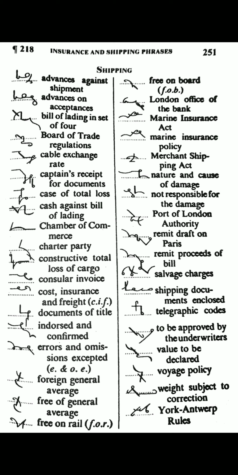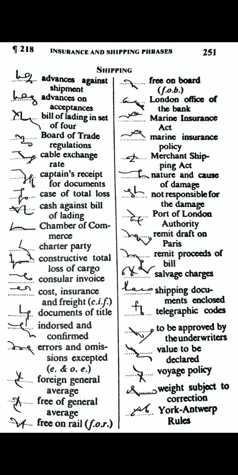Bill of lading in set of 4. Intersecting B is used here with upward L on the line, D and G. It is used here for bill of lading, and F and downward R is used here for 4. Next is Board of Trade Regulations. Bar half on the line, ter half for trade.